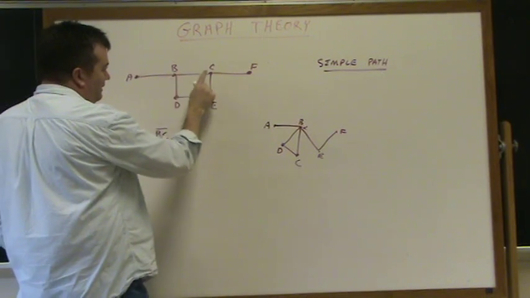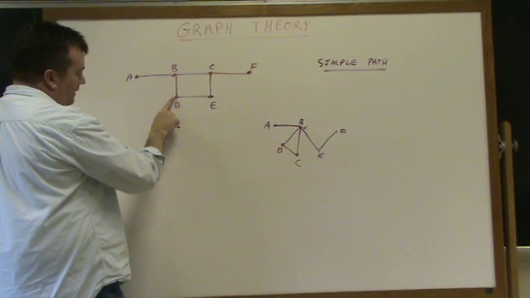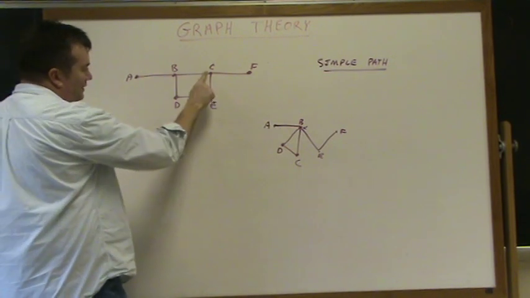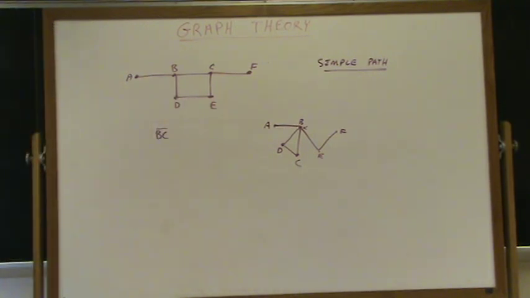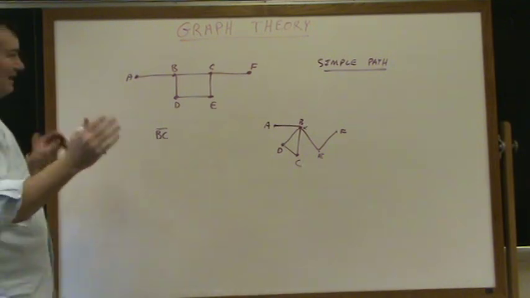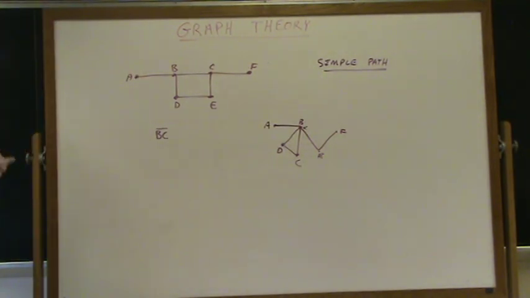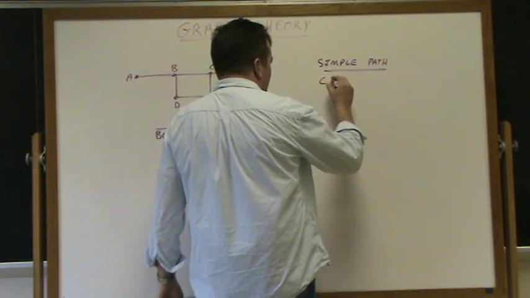Well, A, B, C, F is a simple path. And A, B, D, E, C, F is also a simple path. But once we start going this way, we're going to have to reuse this edge, and then we would not have a simple path. Okay. So they want a name for a path that never uses the same edge twice. And then we need a name for one that does use at least one edge twice, meaning a path that's not simple. And they call that a composite path.